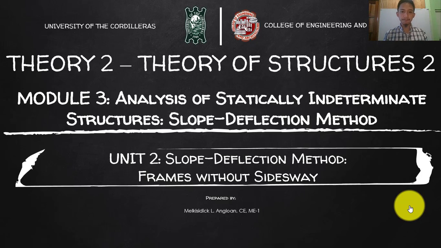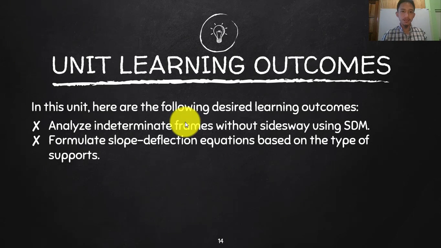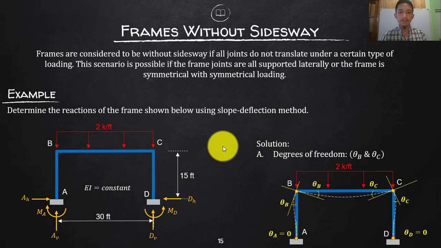In this unit, this is your learning outcome. Analyze indeterminate frames without sidesway using SDM, that is your slope deflection method. And then, of course, to formulate deflection equations based on the type of supports. And we have here, to explain what is a frame without sidesway and sidesway. We will discuss that one before we will have an example.